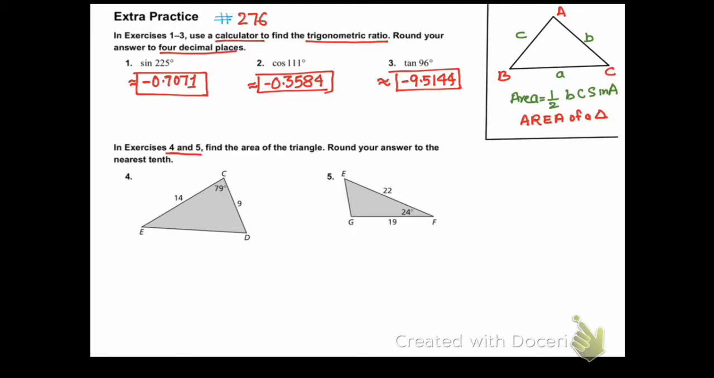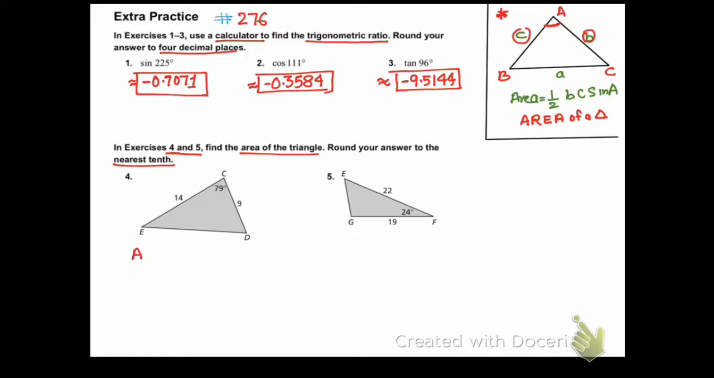For exercises 4 and 5, you have to find the area of a triangle and round to the nearest tenth. I have shown you the area formula on top so that you can recall it. You can have different area formulas depending on which two sides you choose. Here we have chosen b and c, and the angle A, so that's half b c sine of A. We can pick any two sides and the included angle between them.